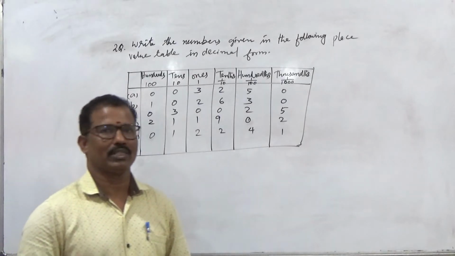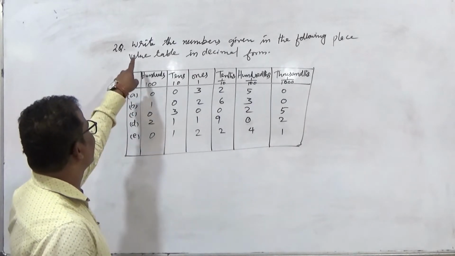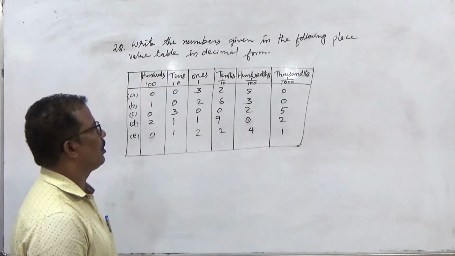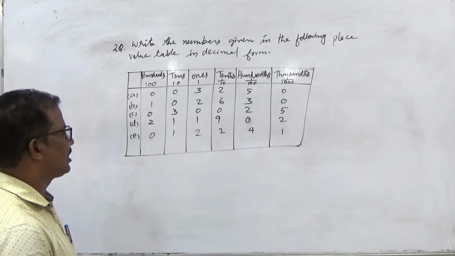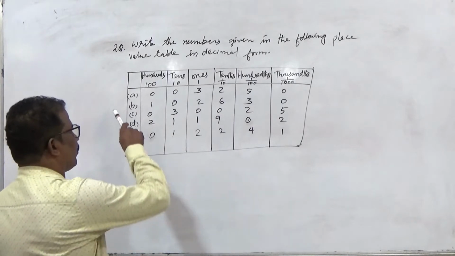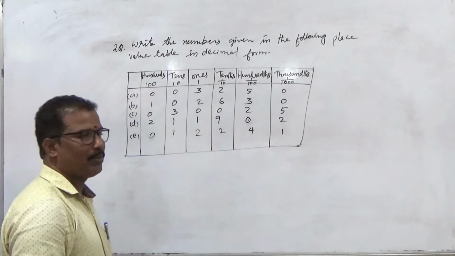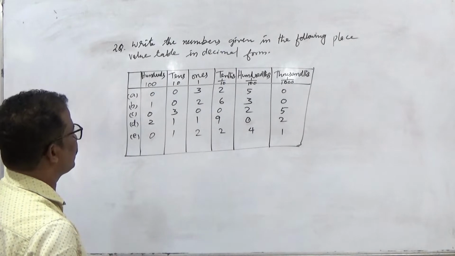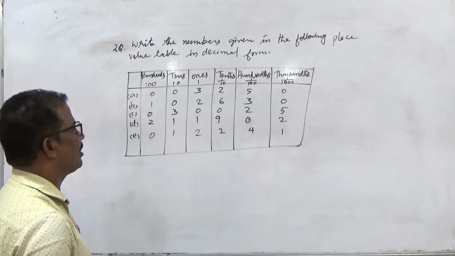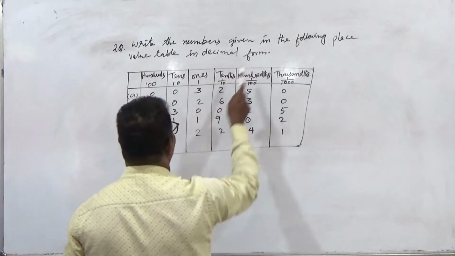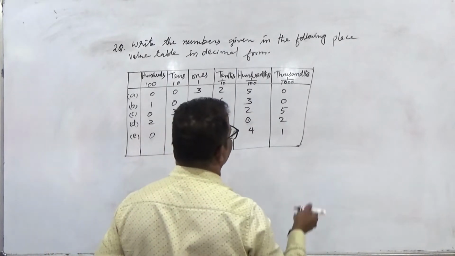Students, now we are going to see the second question of this exercise, that is, write the numbers given in the following place value table in decimal form. In the question, one table is given. This is the place value table. In this place value table, numbers are also given. For that we have to write the decimal form for these given numbers. How can you see?